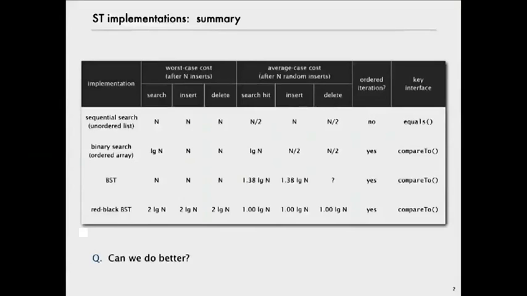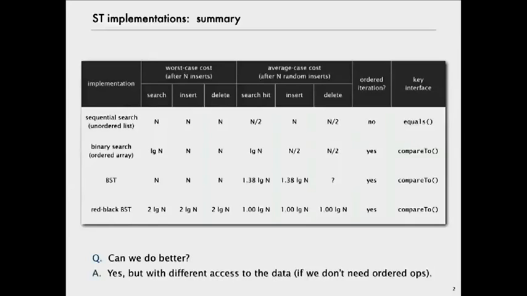Welcome back. Today we're going to look at hashing, which is another approach to implementing symbol tables that can also be very effective in practical applications. Here's our summary where we left off with red-black BSTs, where we could get guaranteed logarithmic performance for a broad range of symbol table operations. And the question is, can we do better than that? Is logarithmic performance the best we can do?